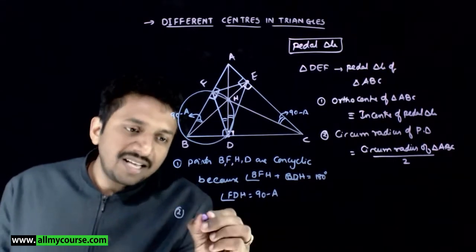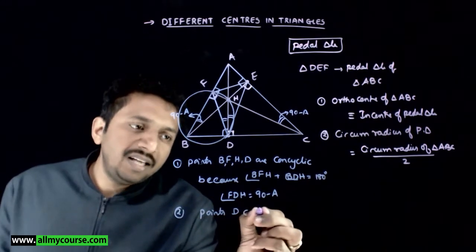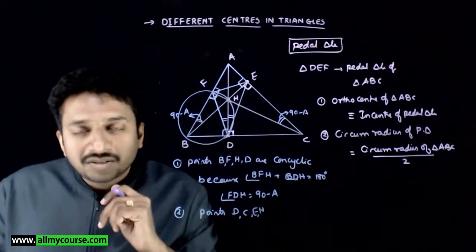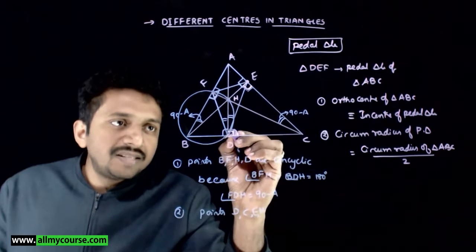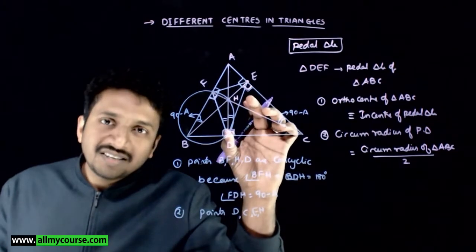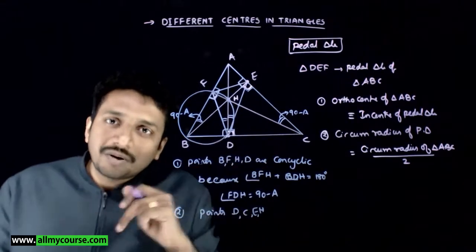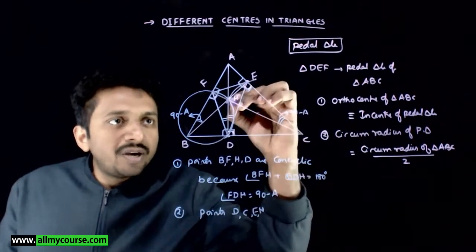Similarly, can I say that points D, C, E, H are also concyclic? Yes, because this angle plus this angle is equal to 180 degrees. Hence, the sum of opposite angles is 180. Hence, these 4 points are concyclic. That means I can draw a circle through these 4 points also.